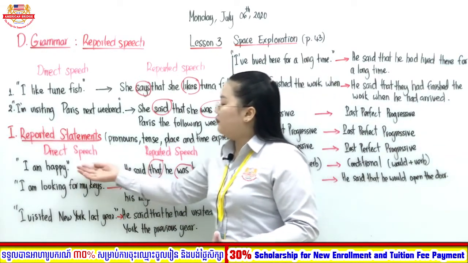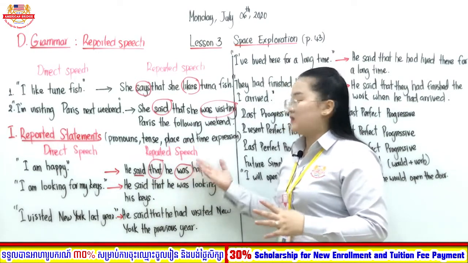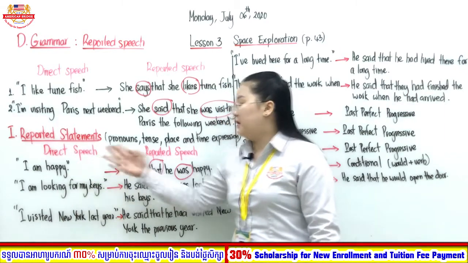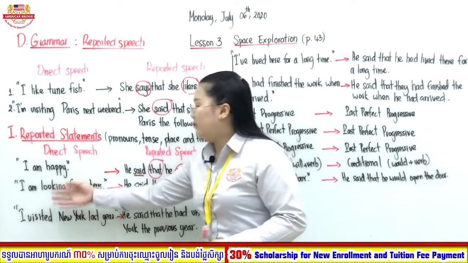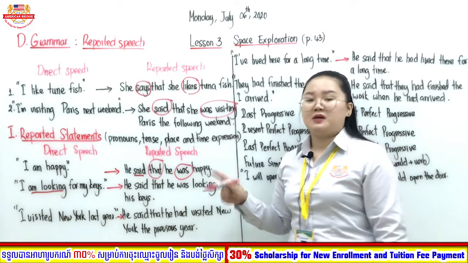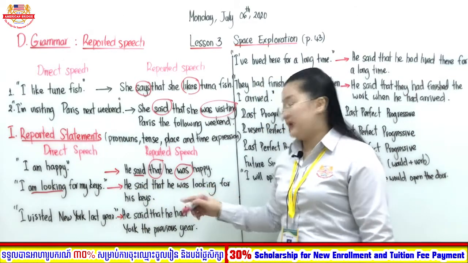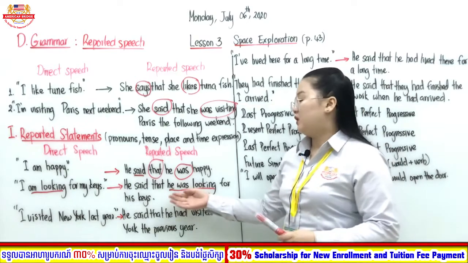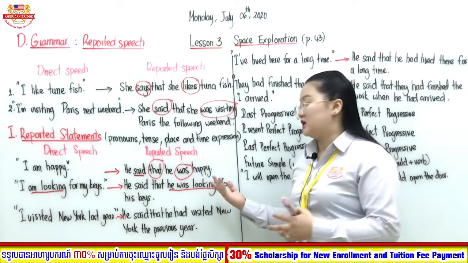All right, so everyone, the original sentence, direct speech: I am happy. When you change it to reported speech: he said that he was happy. Here it is present simple, but when we change it to reported speech, it becomes past simple. And next one: I am looking for my keys. As you can see, I am looking is the present continuous, but when you report that speech, you say he said that he was looking for his keys. So we change from present continuous to was or were plus verb-ing, the past continuous.